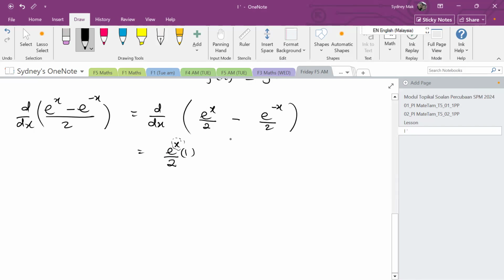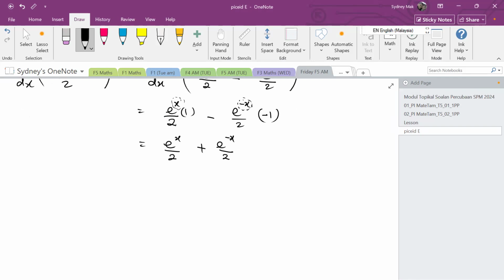So it's still itself. And over here, it is e to the power negative x over 2, followed by differentiating the function negative x, that is negative 1. Therefore, you have e to the power x over 2 plus e to the power negative x over 2. So your final answer will be e to the power x plus e to the power negative x, over 2. That's it. Is that okay?